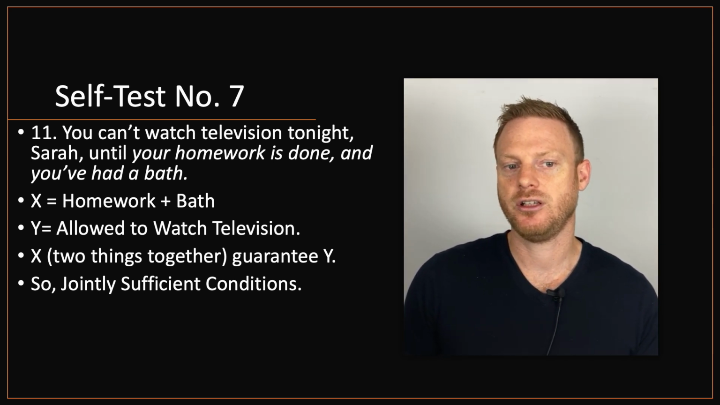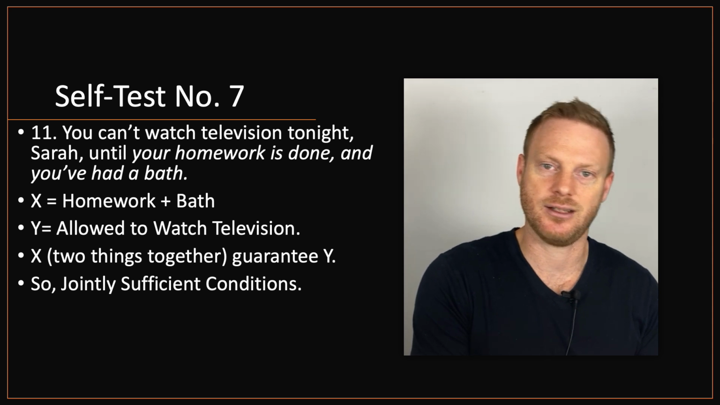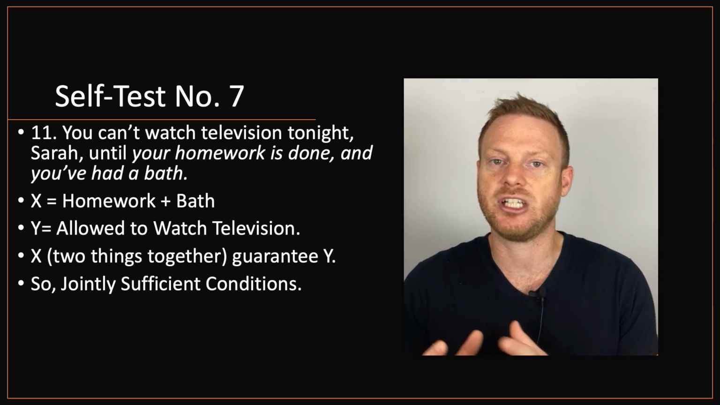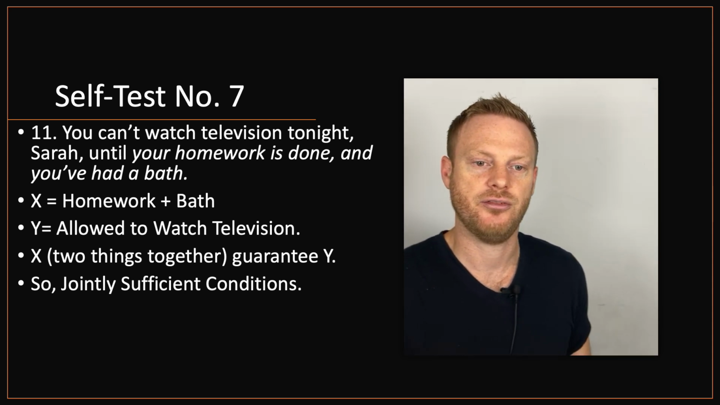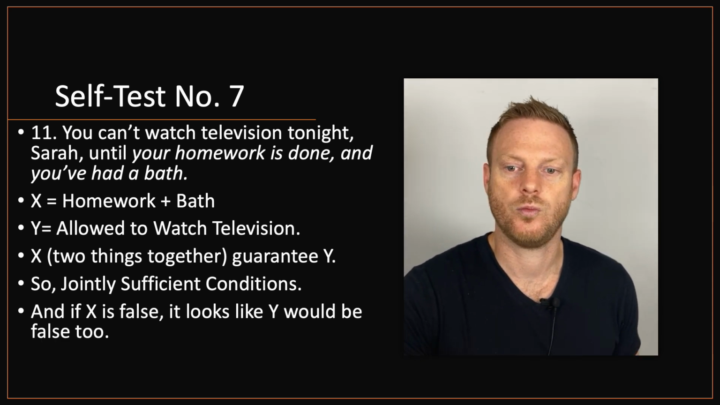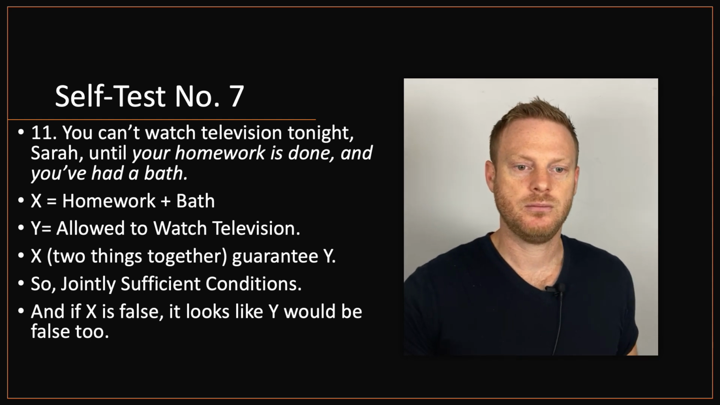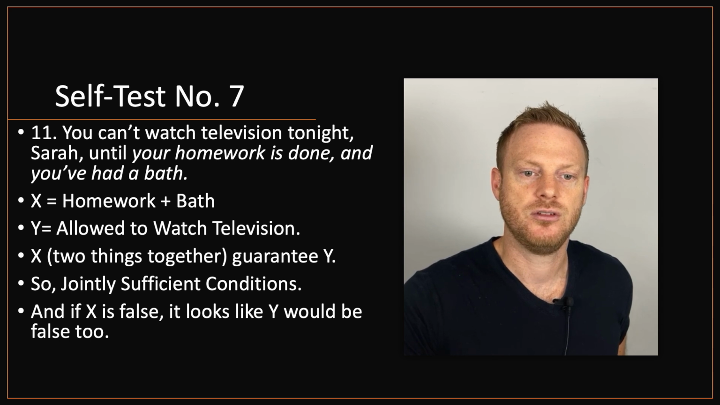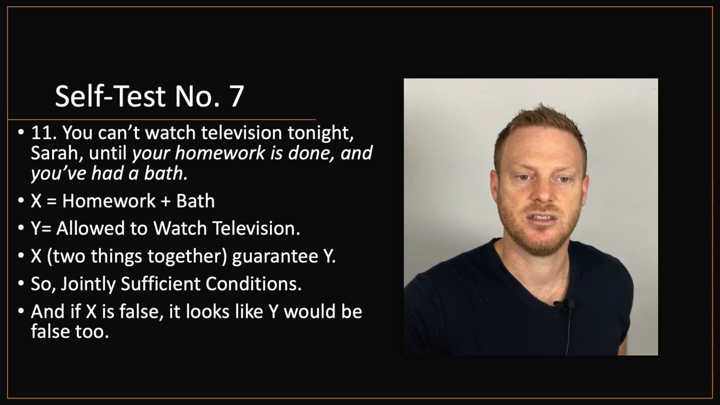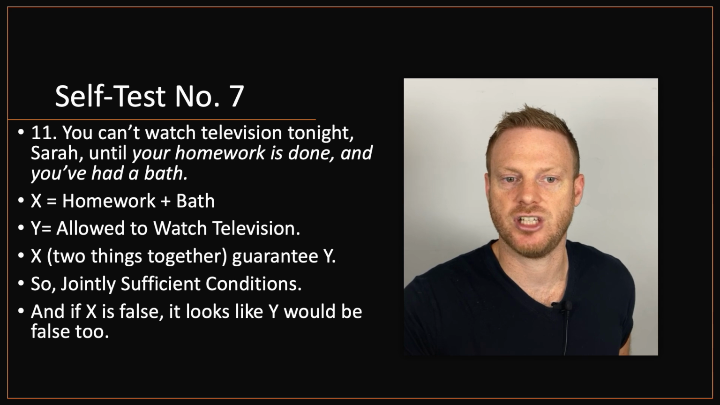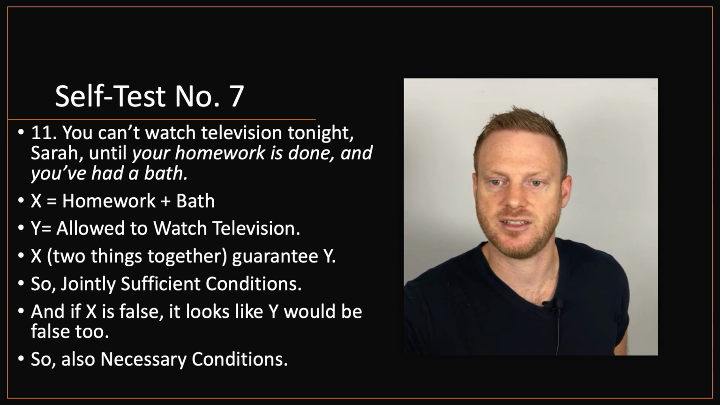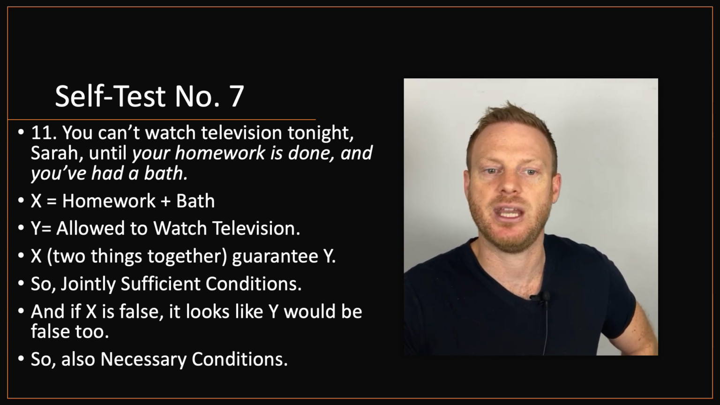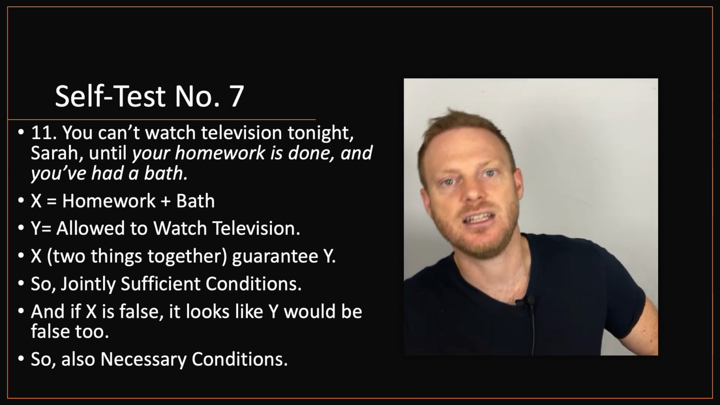If you just do your homework, Sarah, but you don't take a bath, you're not going to watch television tonight. If you just take a bath but don't do your homework, you're not going to watch television tonight. If you do both of them, you're guaranteed the possibility of watching television. And if X is false, it looks like Y would be false too. So if you didn't do these things, then it looks like you wouldn't be allowed to watch television at all. And so it looks like these are also necessary conditions. So here we have jointly sufficient and necessary conditions, right? These need to be met in order to watch TV, and they guarantee that you can watch TV.